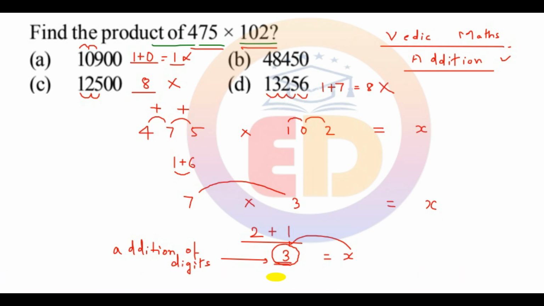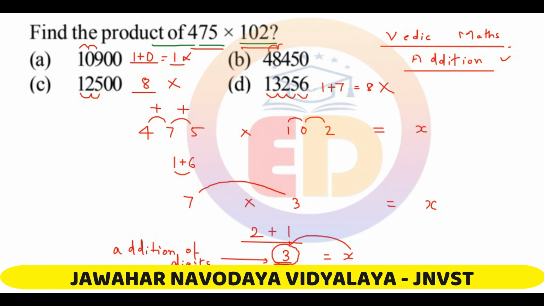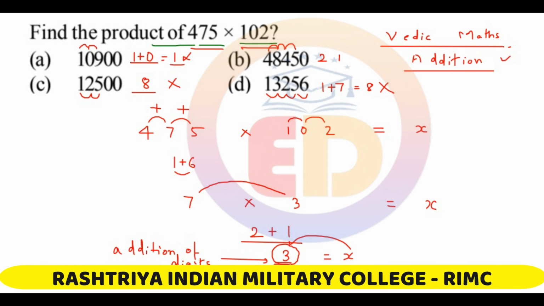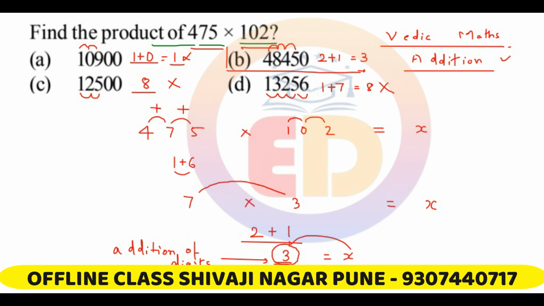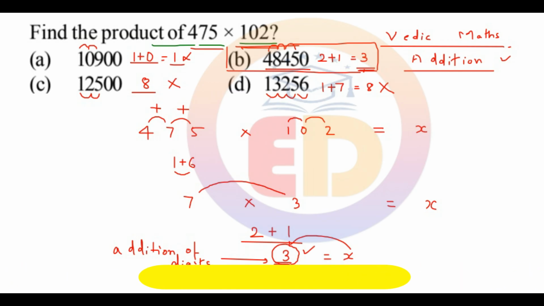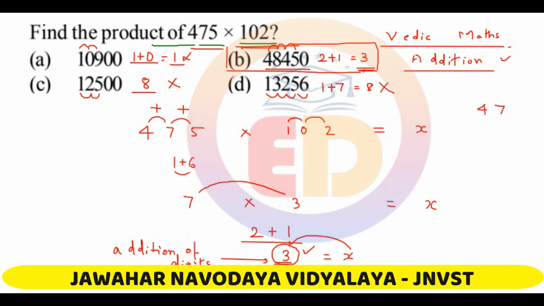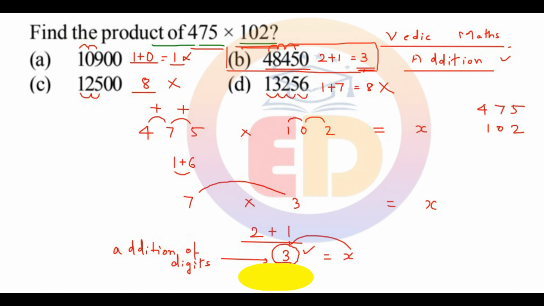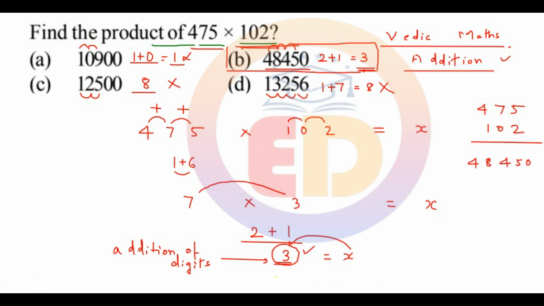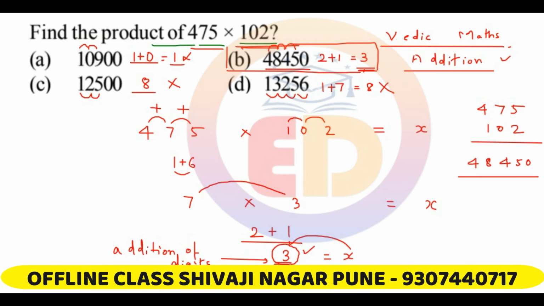Let's add the B. 4 plus 8 is 12. 12 plus 4 is 16. 16 plus 5 is 21. 21 is 2 plus 1, 3. This is my answer. This option is giving 3. My correct answer should also give me 3. It means this is the correct answer. Now if you want, you can actually multiply 475 and 102. You will get the answer as 48,450. Answer here is option number B.